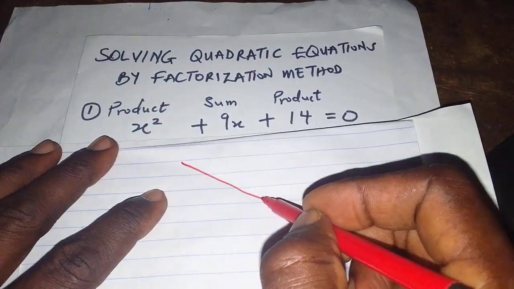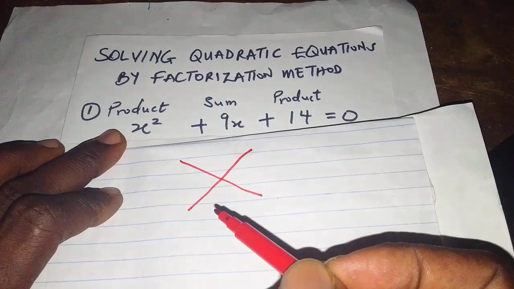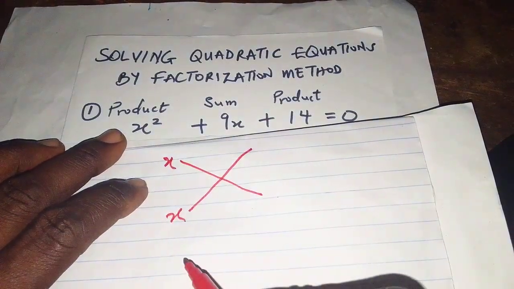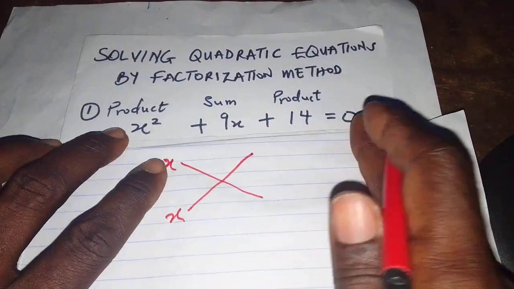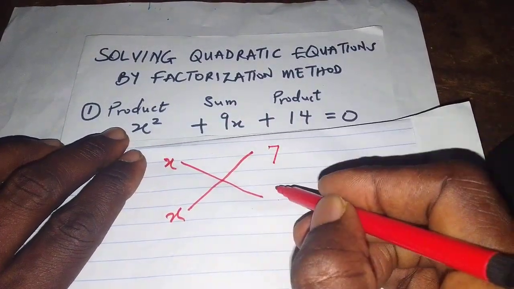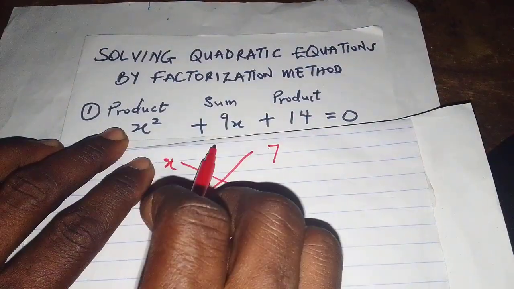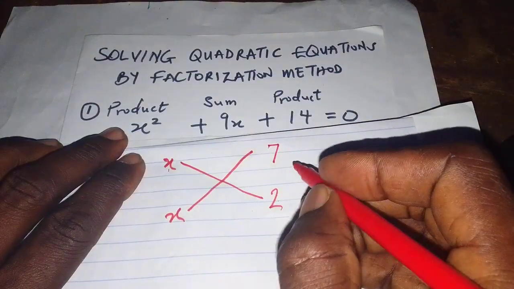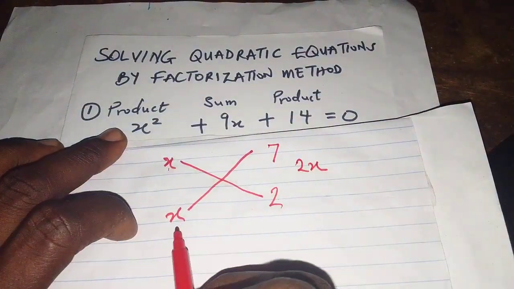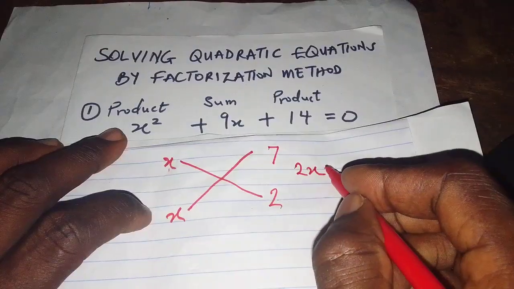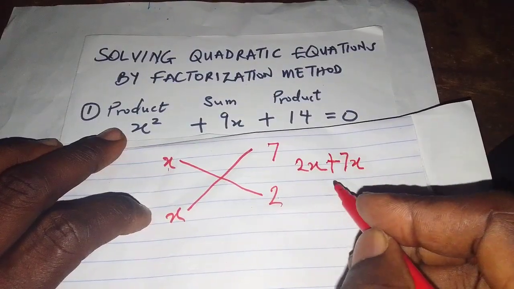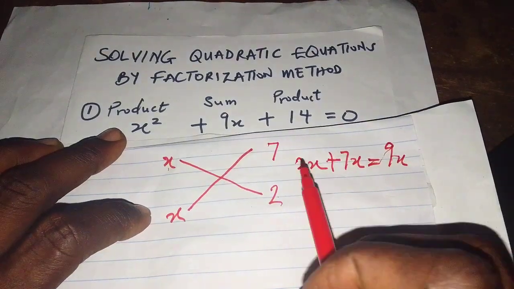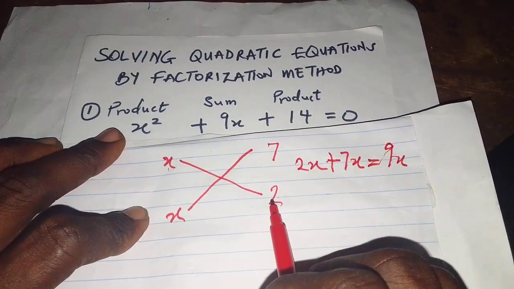So again, let me pick another choice of numbers. What do we multiply that gives us x squared? I'm having x times x will give us x squared. What do we multiply that gives us 14? So let me try 7 times 2, which will give me 14. So I will check if it will give us what is in the middle. So x times 2 will give me what? 2x. Then x times 7 will give me 7x. 2x plus 7x is what? 9x. So you can see that my choice of numbers here is now right.